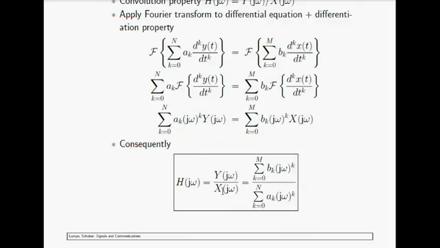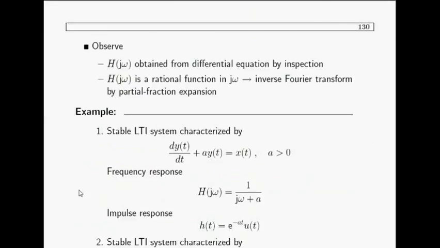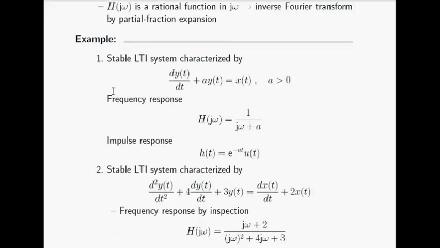So here H of j omega will be Y of j omega upon X of j omega, which will be the summation of b_k (j omega)^k upon the summation of a_k (j omega)^k. Here you can observe that H of j omega is obtained from the differential equation by inspection, and H of j omega is a rational function in j omega. Now let's see some examples.